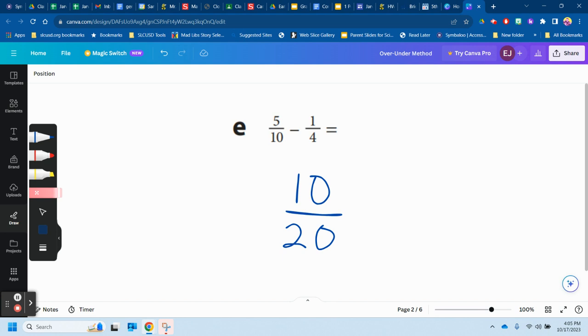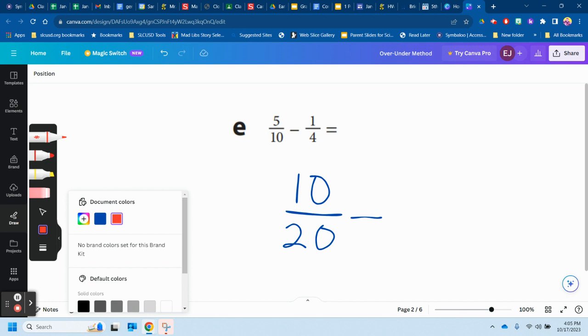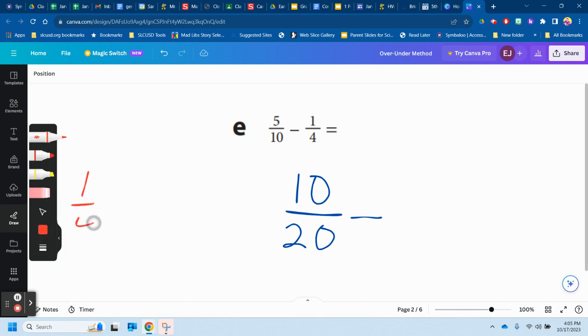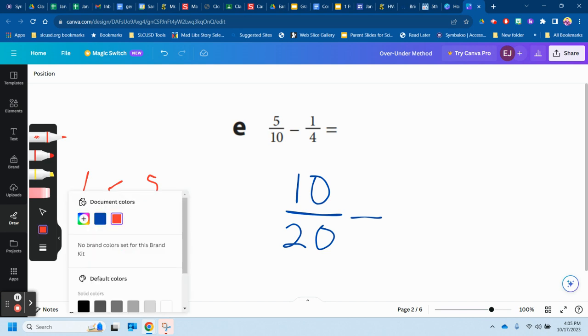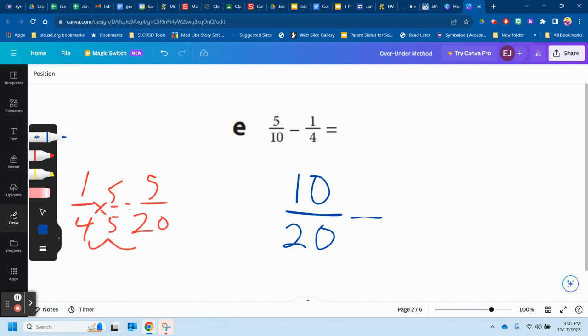So let me clean this up over here. I have 10/20 minus, now I need to write 1/4. I'll do this one in red, as an equivalent fraction with something over 20. So what did I multiply this 4 by to get 20? Well, I multiplied it by 5. 4 times 5 is 20. So 1 times 5 is 5/20. So really, I'm going to rewrite this problem as 10/20 minus 5/20. And that's going to give me 5/20.